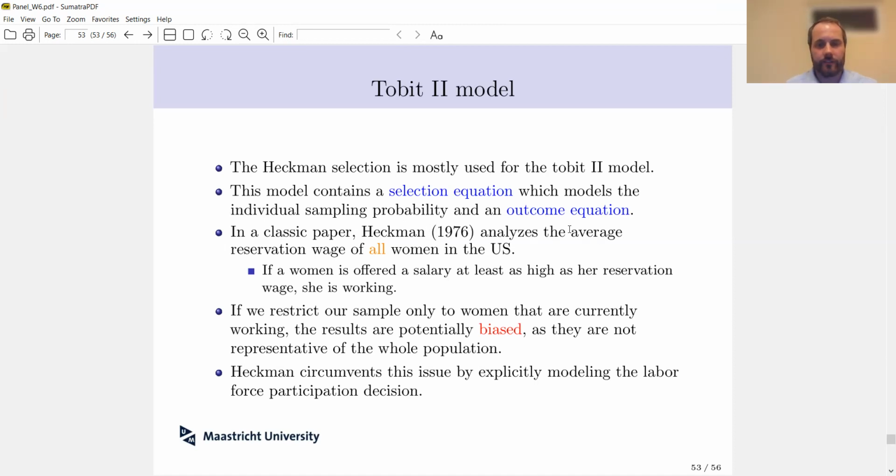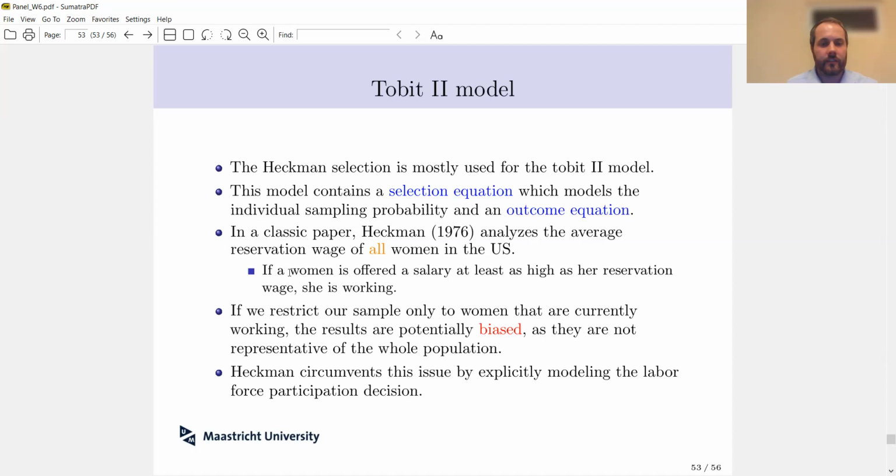He wants to estimate the average reservation wage of all females, all women in the US. Now, of course, you see that this is quite old, and this type of question was popular back then. Female labor force participation was a hot topic in the 70s and 80s.